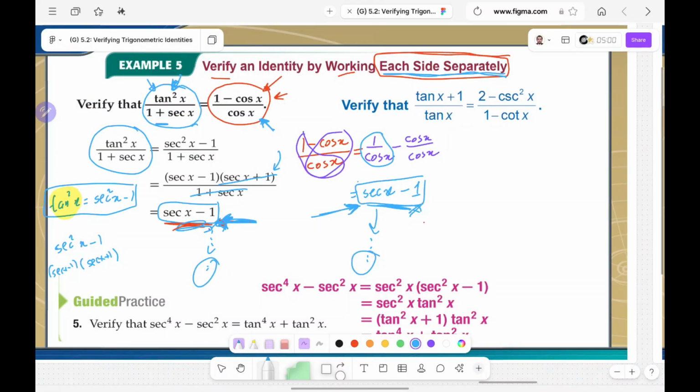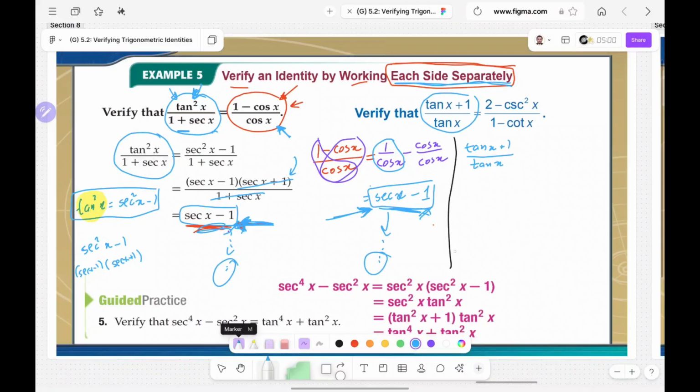Now, let's do the second question. Okay, let me put this one here and let's do it together. So the first one, let's take the right side here. Okay, tan x plus 1 over tan x.